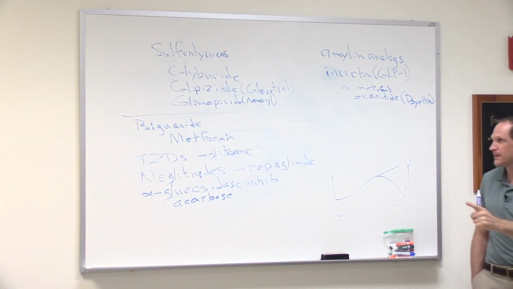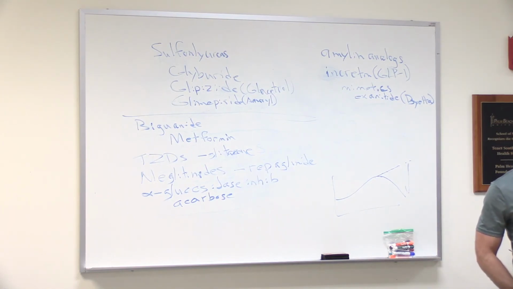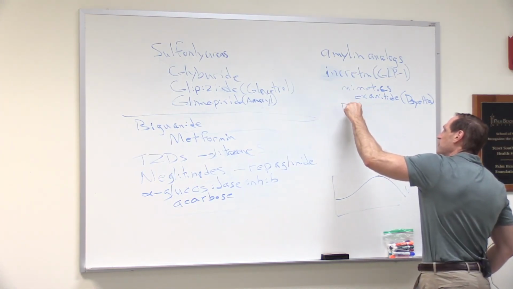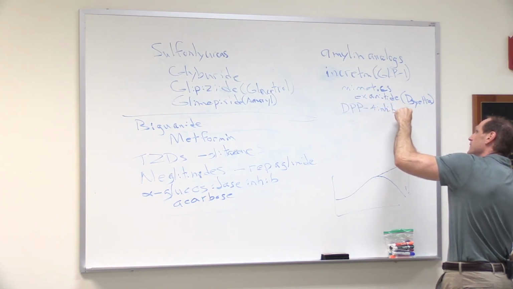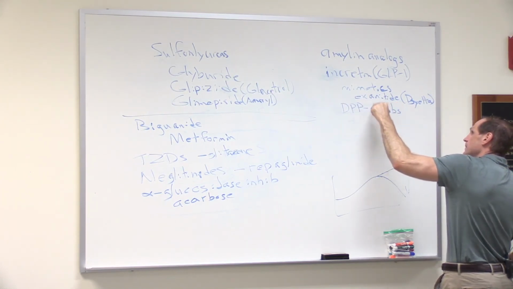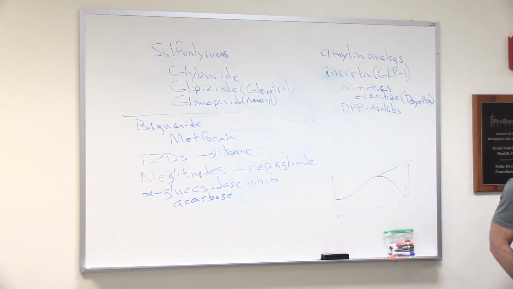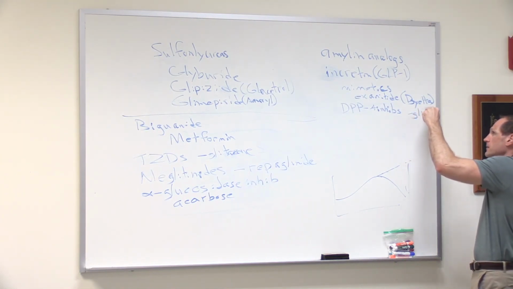The next one is there's an enzyme that breaks down incretin. And that enzyme's name is dipeptidyl peptidase 4. You can call it DPP4. So, DPP4 inhibitors will inhibit the breakdown of glucagon. And these all end in gliptin.